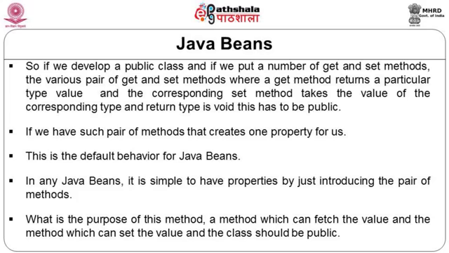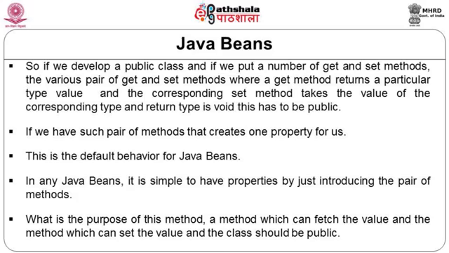This is the default behavior for Java Beans, any Java Bean component. It is just simple to have properties, just by introducing a pair of methods. A pair of methods forms a property. What is the purpose of these methods? A method which can fetch the value, and a method which can set the value.